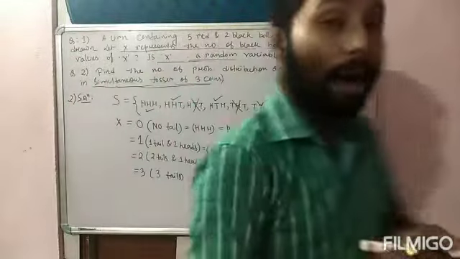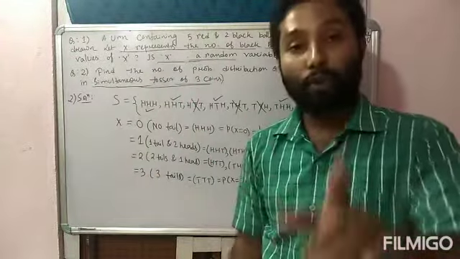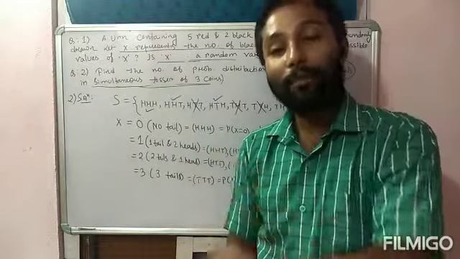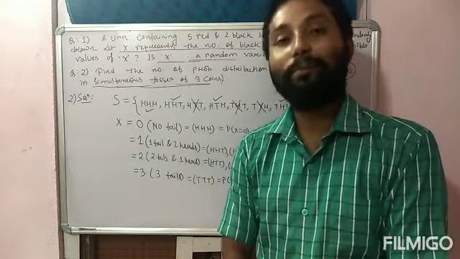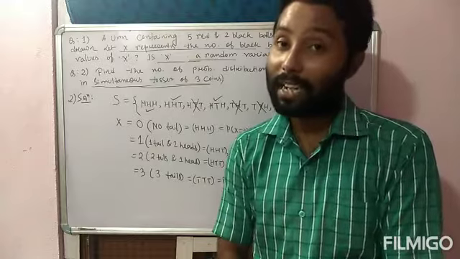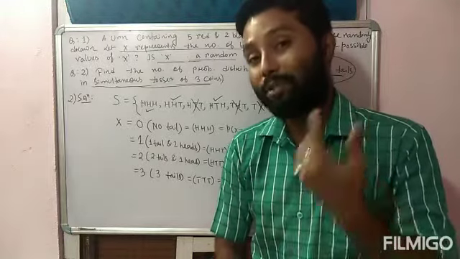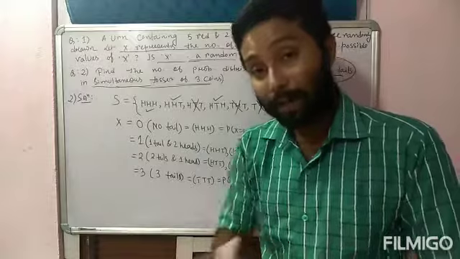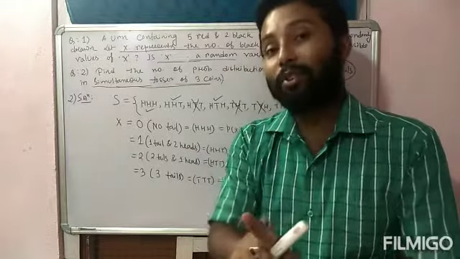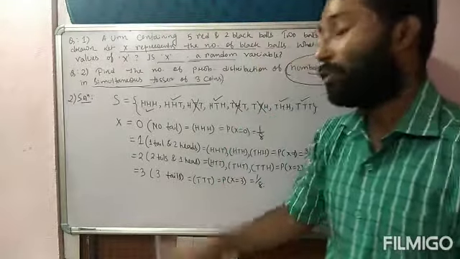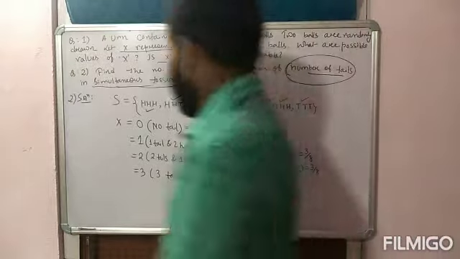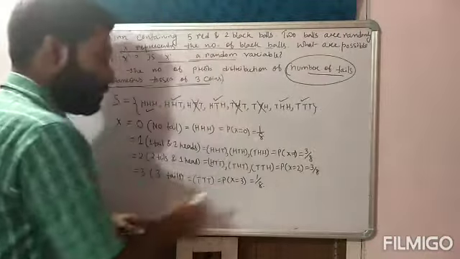Apart from 0, 1, 2 and 3, can we write 4? No, because 3 coins were tossed simultaneously, so the maximum can only be 3. If it were tossed 4 times, the maximum would be 4. If tossed 6 times, the maximum value of x would be 6. If tossed 10 times, the maximum value of x would be 10. Okay, so these are the values of x and p of x.